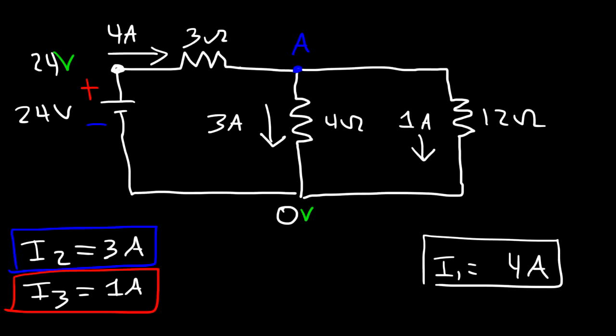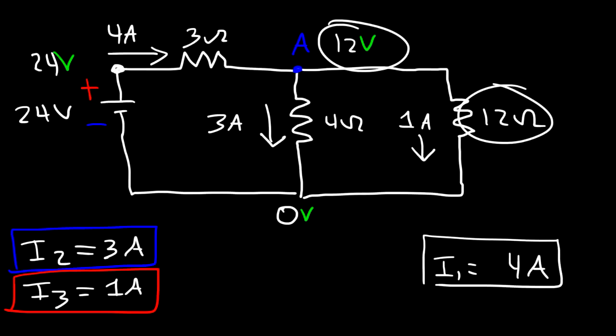Now, let's calculate the voltage drop across this resistor. V equals IR, so it's the current that flows through it times the resistance. 4 times 3 gives us a voltage drop of 12. And 24 minus 12 tells us that the potential at this point is 12 volts. Now, 12 minus 0 gives us a voltage of 12 volts across this resistor. 12 volts divided by 4 ohms will give us the current of 3 amps. And 12 volts divided by 12 ohms will give us a current that flows through that resistor, which is 1 amp. So all of the numbers make sense. So it's good to check your work to see if you have the right answer.